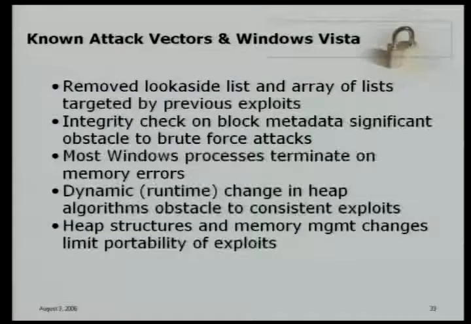So now, if we look back at what we did in Windows Vista and what were the known attack vectors after Server 2003 and XP SP2. First, we removed the lookaside list and the array of list entries that were the next low-hanging fruit that I heard of. Today, I'm not aware of any real exploit that was built on top of that. They were more like proofs of concept, if I understood correctly. But there were some chances they may get some attention.